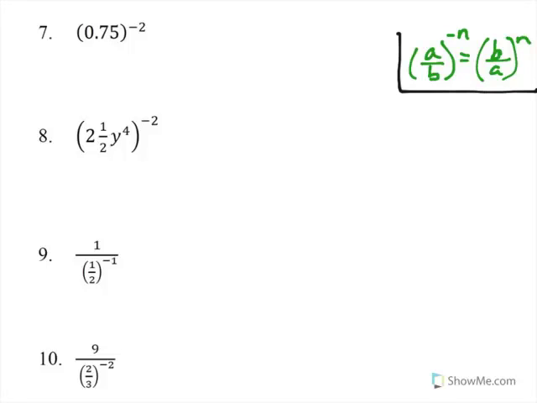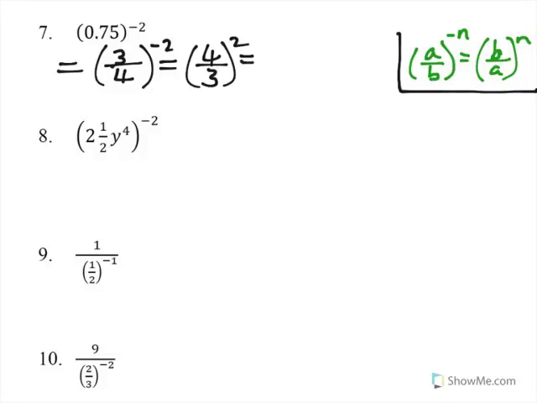The first one is 0.75 to the power of negative 2. If I write 0.75 as a fraction, it's 3/4 to the power of negative 2. If we turn it upside down, we get 4/3 to the power of 2. And if you square 4, you get 16. If you square 3, you get 9. And that would be good enough for an answer. Okay? Of course, you can write that as a mixed number if you want to.